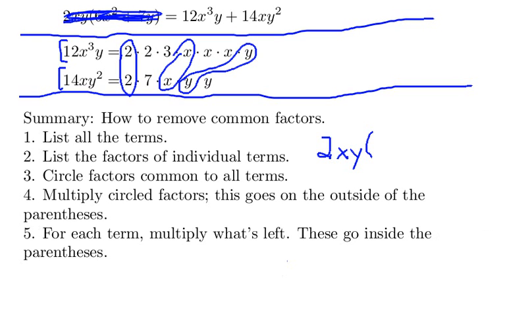Okay, just a second. New line. So for each term, multiply what's left. So for this first one, what we have left is 2 times 3 times x. That's 6x squared. And then for this next term, we have 7y.